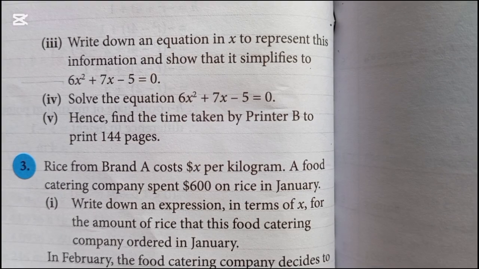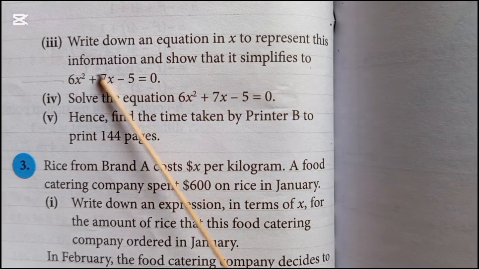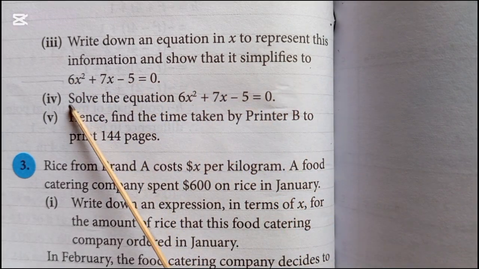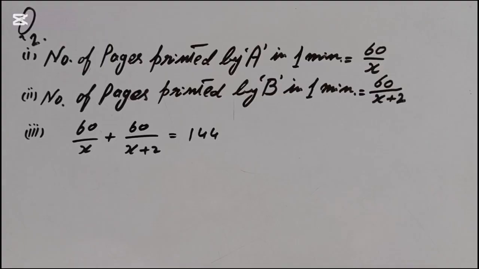Now, the third part of the question is: write down an equation in x to represent this information and show that it simplifies to 6x square plus 7x minus 5 equal to 0. Now we solve it. When both the printers are in use, in 1 minute they can print 144 pages in total. So we add up 60 by x and 60 by x plus 2. This sum is equal to 144.